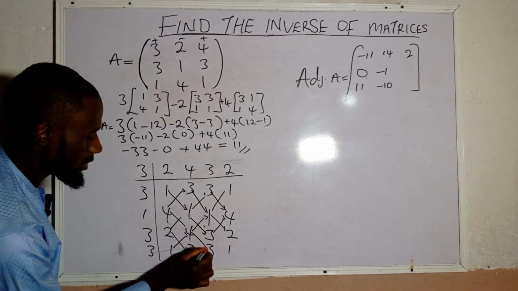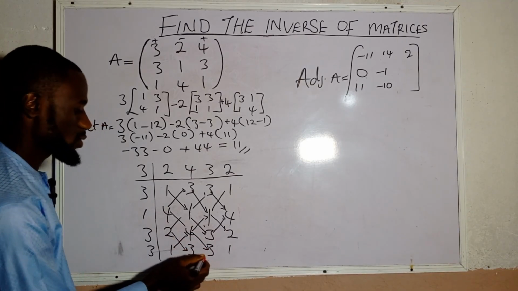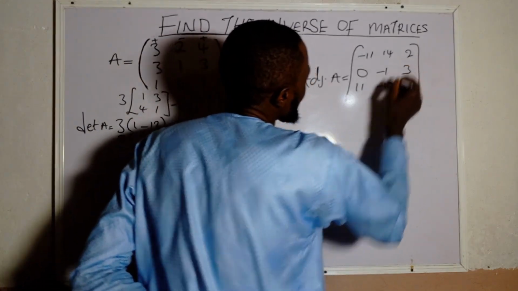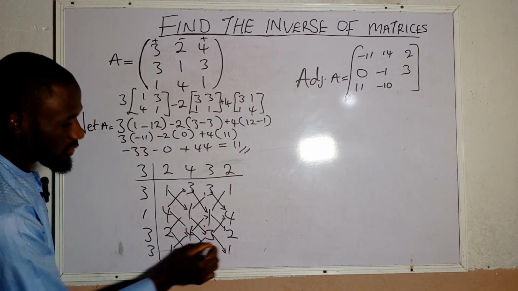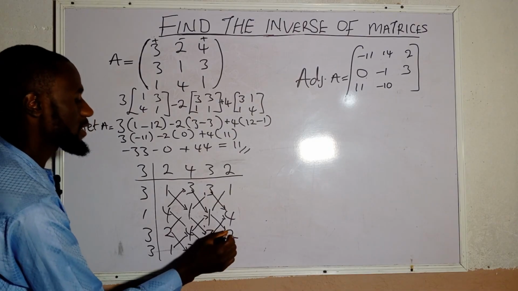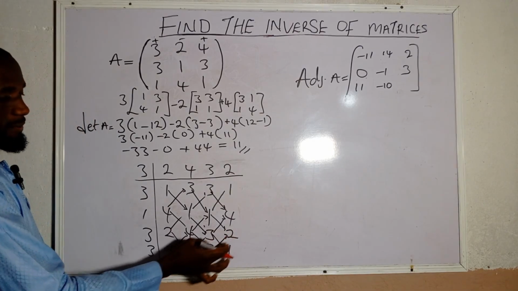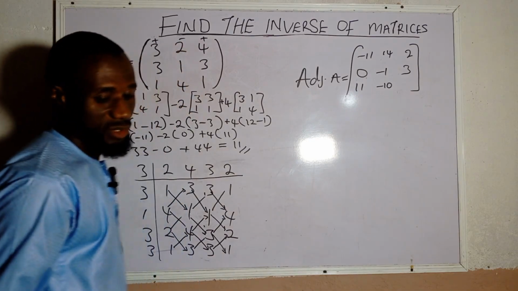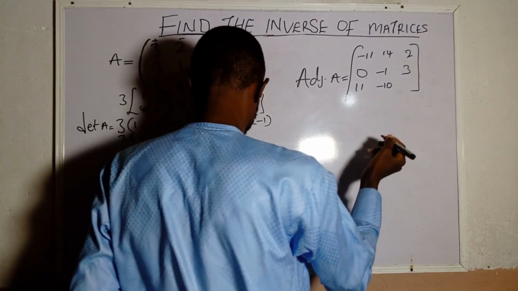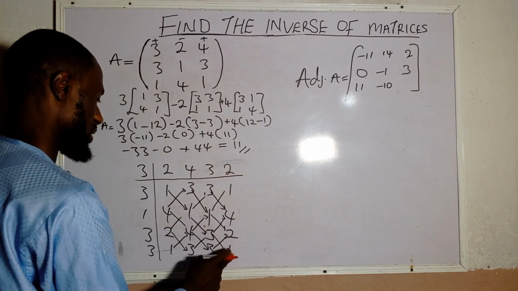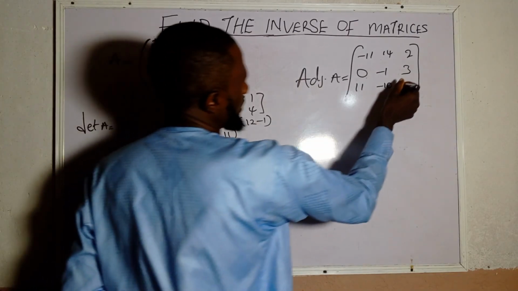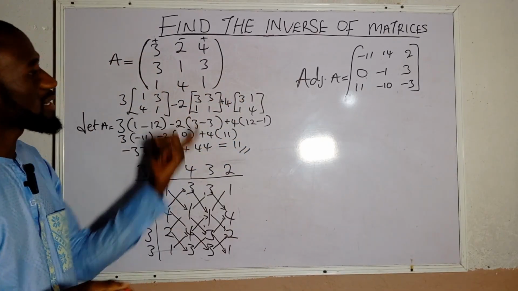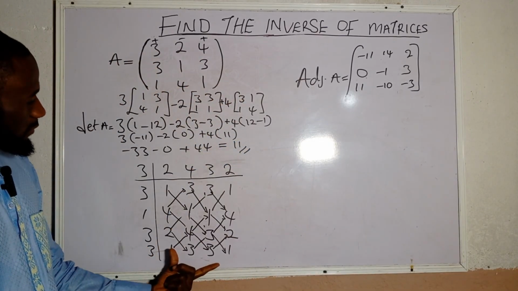Then we have 4 times 3, 12 minus 9, we have 3. Then 3 times 1 we have 3, 3 times 2 here we have 6. 6 minus 3 is 3. Then we have 3 times 1 is 3, 3 minus 6 we have minus 3. After we find the adjoint of the matrix A, we are using the 4 by 4 out of this.